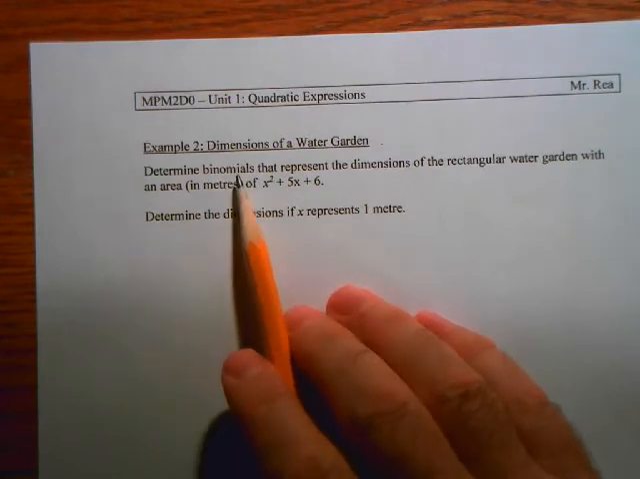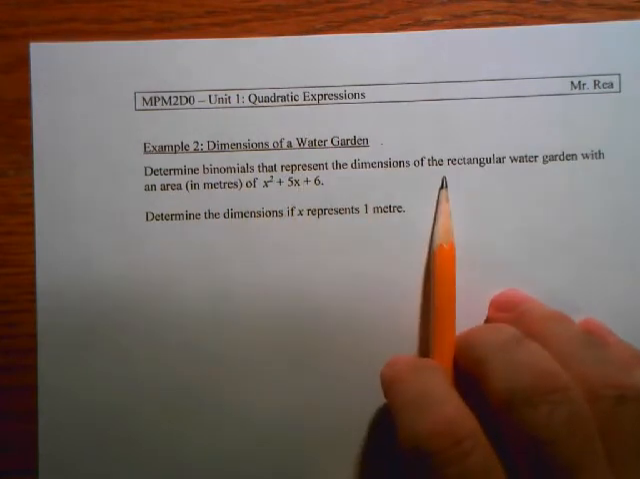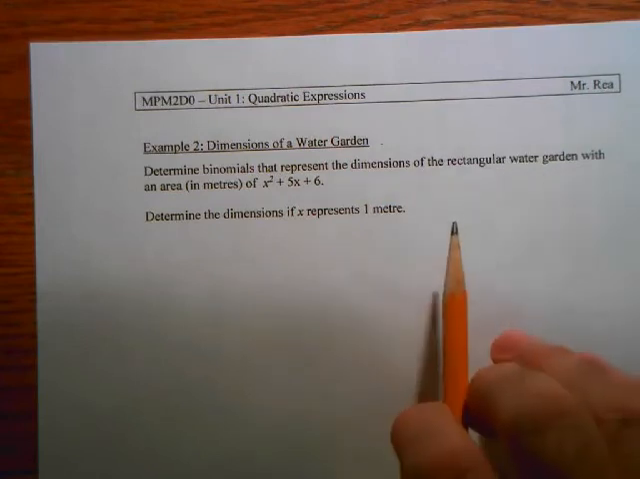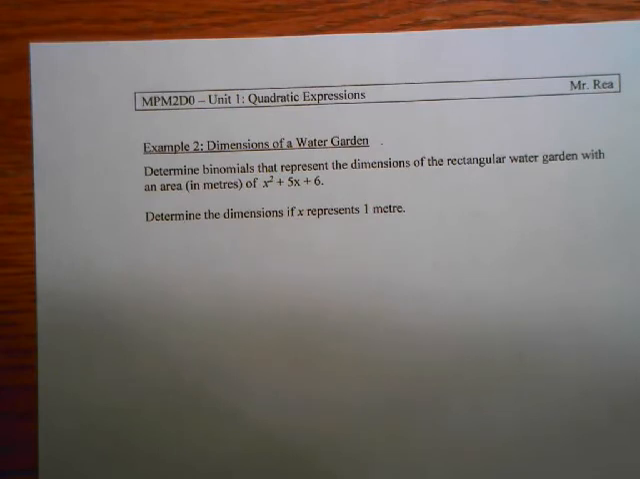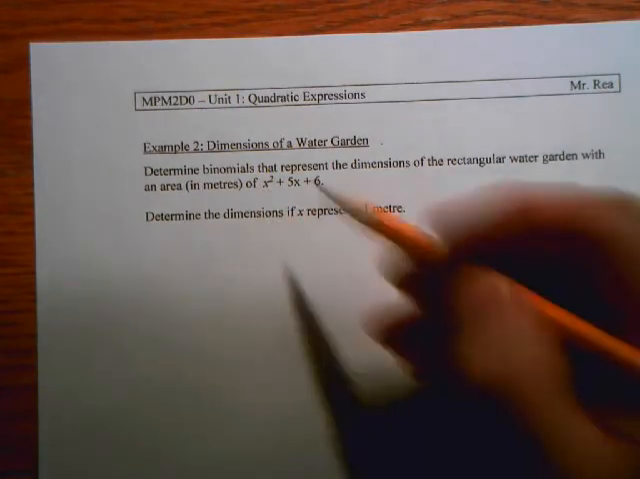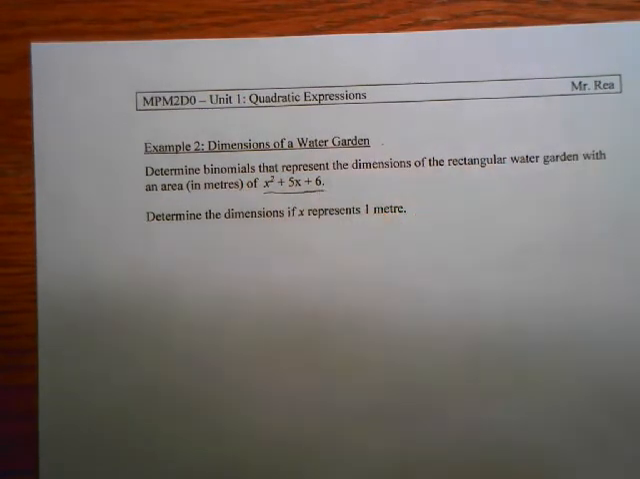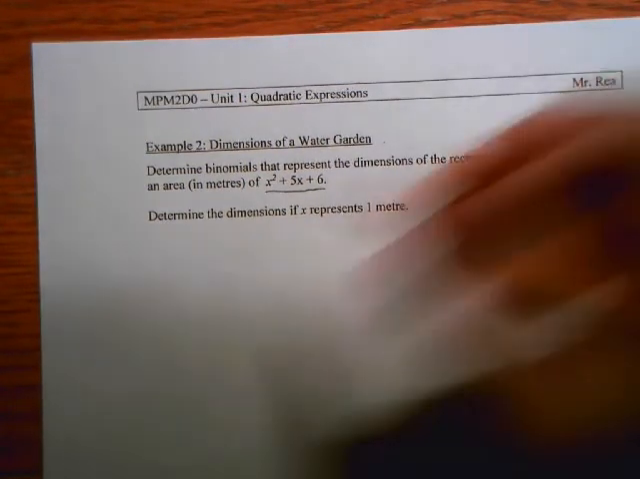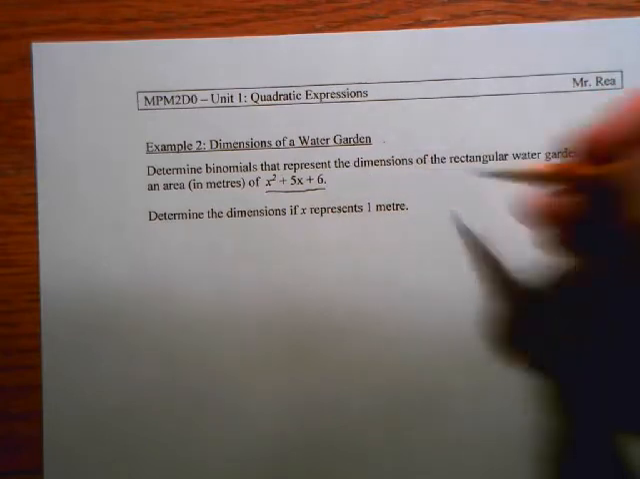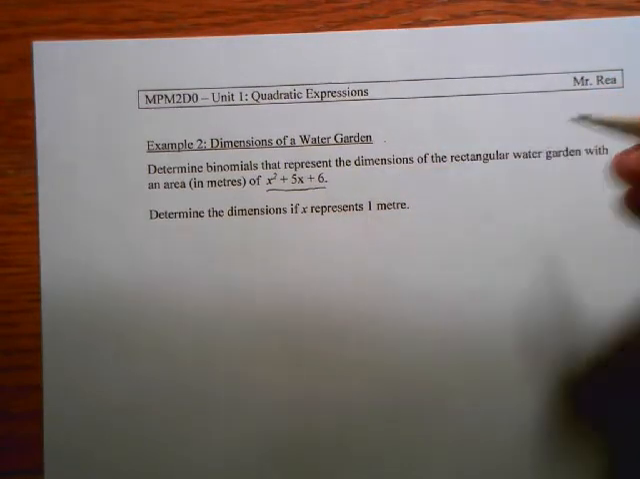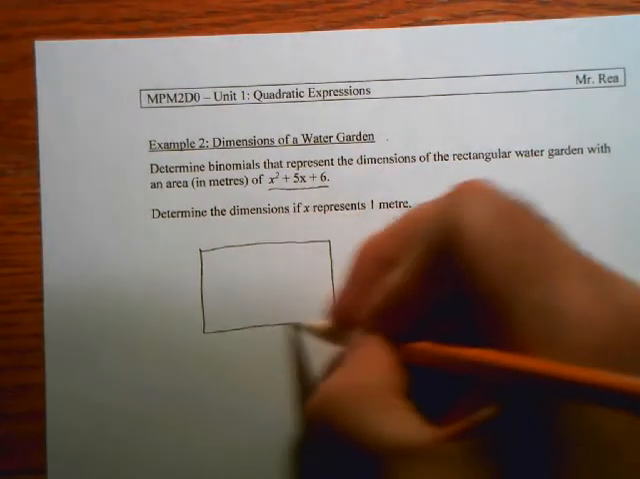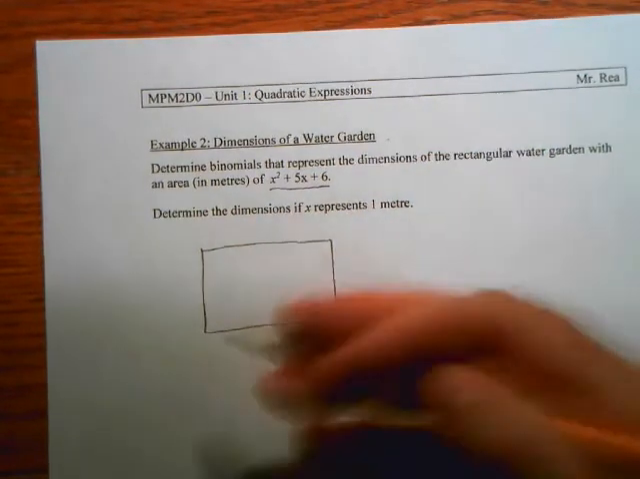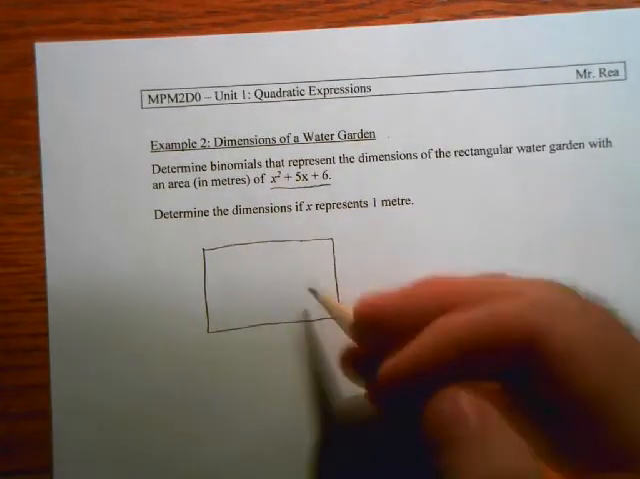Determine binomials that represent the dimensions of the rectangular water garden with an area, in meters, of x squared plus 5x plus 6. So, one of the hints here is, well, there's what we just worked with. That's a simple trinomial. Now, it always helps to draw a picture. There's lots of visual things in here. So the first thing I'm going to do is draw my rectangular garden. It doesn't matter if it's totally correct, but it's a rectangle.